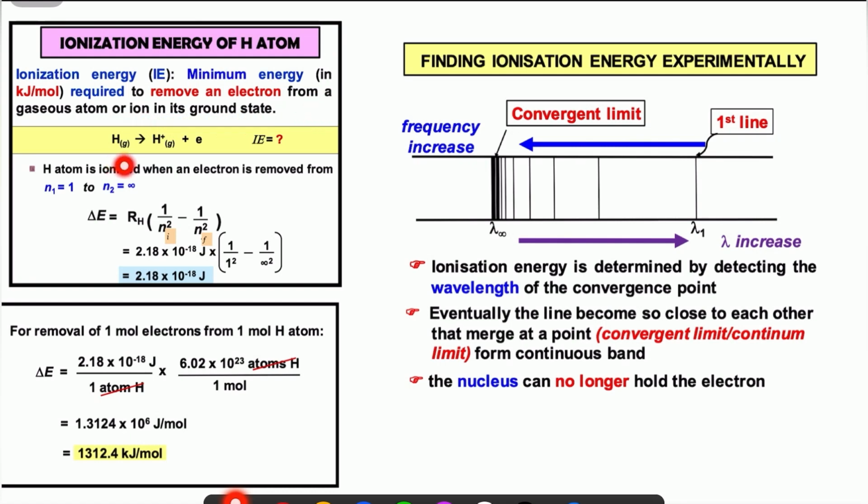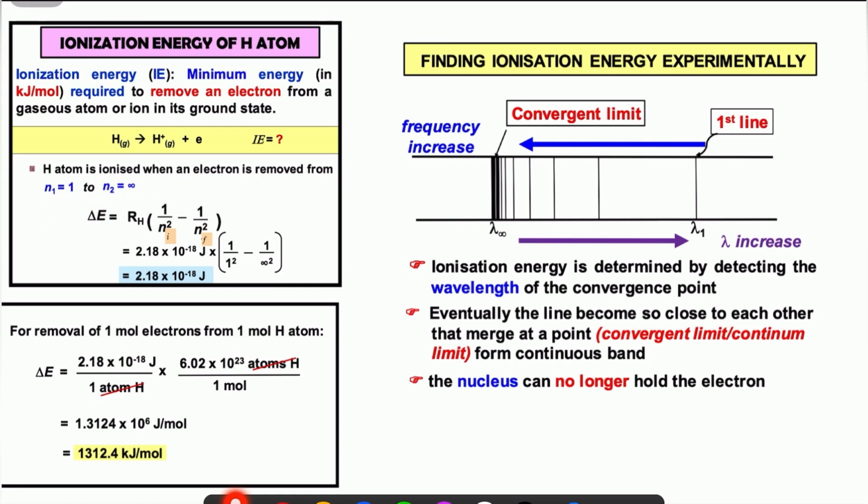For the equation, for example, we have the hydrogen atom in the gas phase. It only has one electron. When it releases one electron, it becomes the ion H plus in the gas phase and releases one electron. So this is how much energy is needed to remove the electron from the hydrogen atom. The hydrogen atom is ionized when an electron is removed, starting from n1 equal to 1 to n2 until infinity.